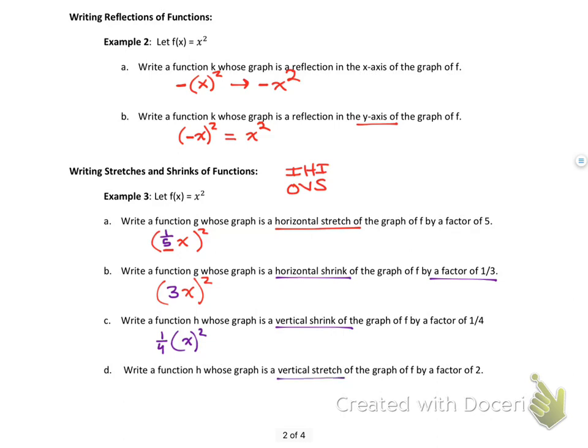The vertical stretch by a factor of 2, same thing. So that's just 2x squared, right? Goes out front and no change. Now remember, you don't have to write those parentheses this time because there's nothing to do with them. There's nothing to distribute. That really just simplifies to these two things.